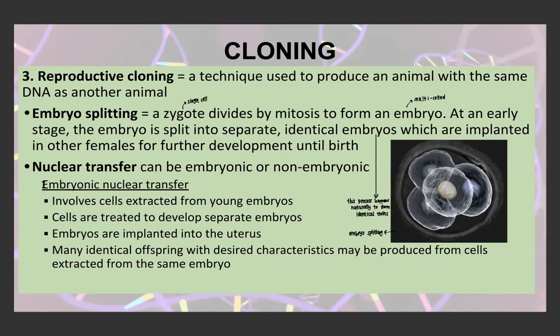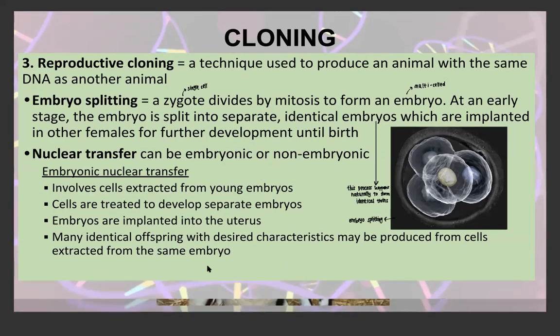And then we go into nuclear transfer. This can be embryonic or non-embryonic. If it's embryonic, this is when cells are extracted from young embryos. The cells are treated to develop into separate embryos, and the embryos are implanted into the uterus. So a lot of identical offspring with the desired characteristics can be produced from cells extracted from the same embryo. So cells would be extracted from one single embryo, and then many different new embryos will be produced. They'll all be genetically identical.